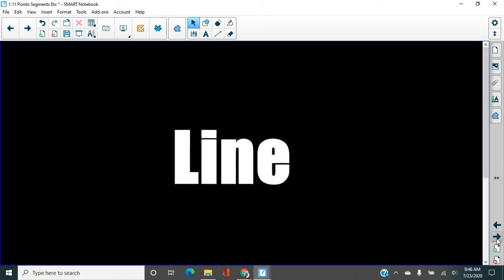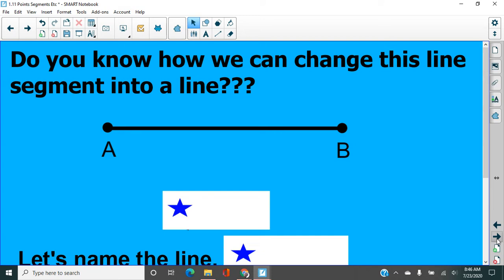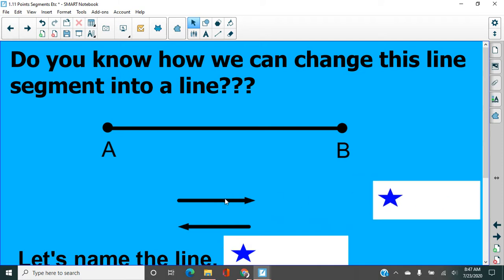Now, the next term is just a line, right? So it sounds similar to a line segment, but it's different. How can we change the line segment into a line? Well, what we do is that we add arrows to each end. And the reason that we do that is because in geometry, in math, a line never ends.